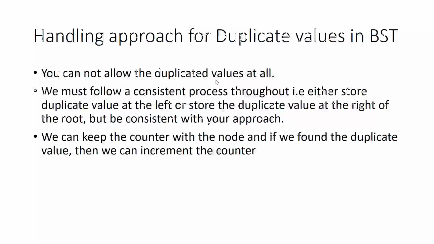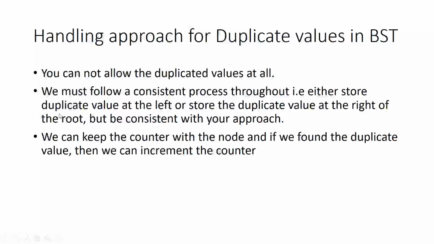So suppose you have duplicate values in the construction of the binary search tree, how will they be handled? There are three possible cases. The first one is, first of all, we have to see to it that there are no duplicate values. If at all they are there, we have to ignore them. Like that we can consider the first case.